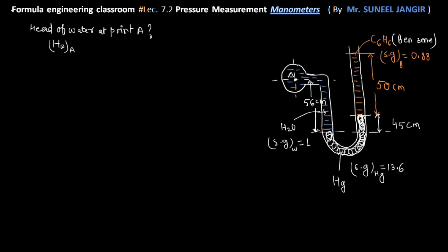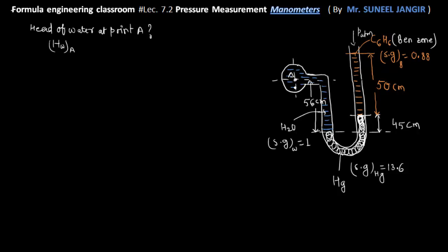So in this problem you can see there is water, this is the pipe, this is the cross section of a pipe, and in this pipe water is flowing, and water is up to this depth, that is 56 centimeter, and specific gravity of water is given, that is 1. Now there is manometric fluid, that is mercury, specific gravity is also given, that is 13.6, and the level difference in the mercury is 45 centimeter, and above this mercury there is benzene, whose specific gravity is also given, that is 0.88, and height of benzene is also given, that is 50 centimeter, and above this one atmospheric pressure is exerted, this is PATM.